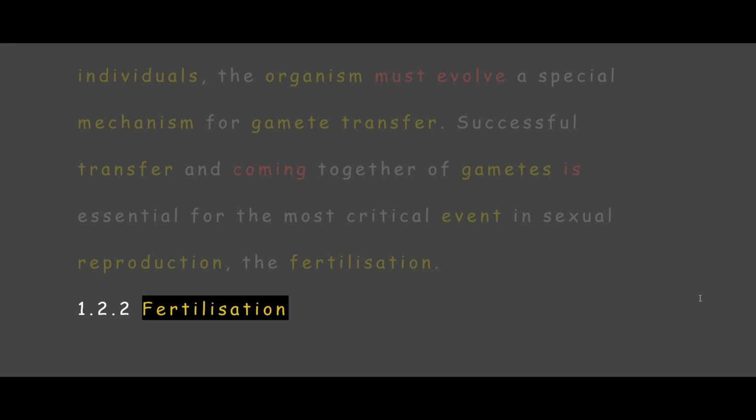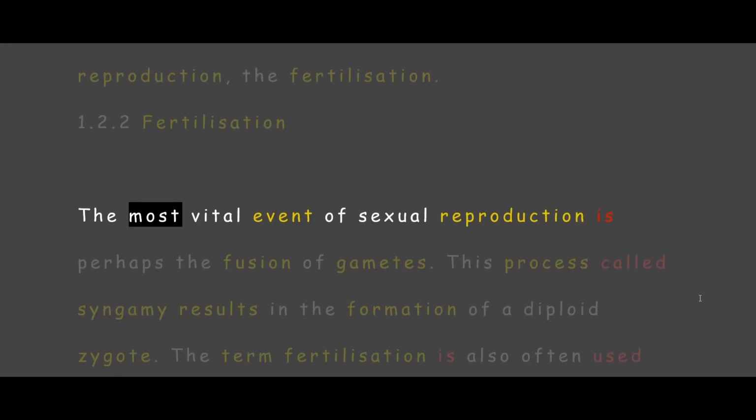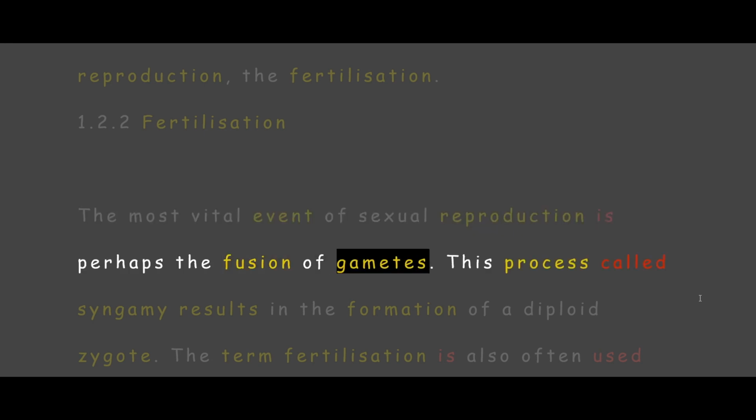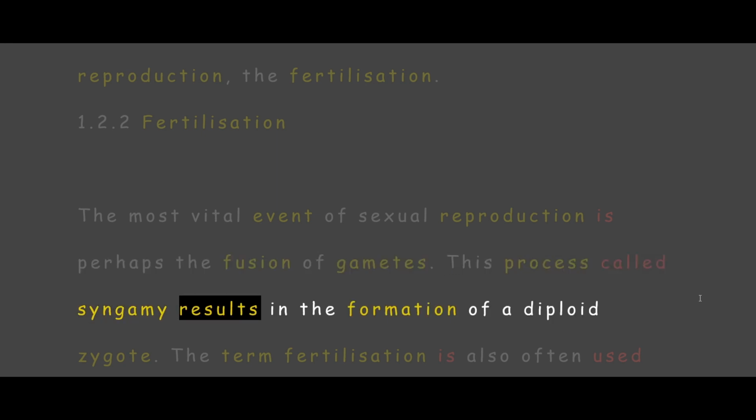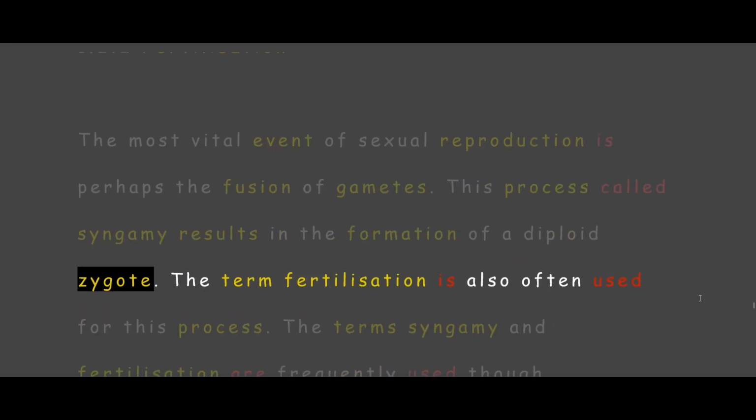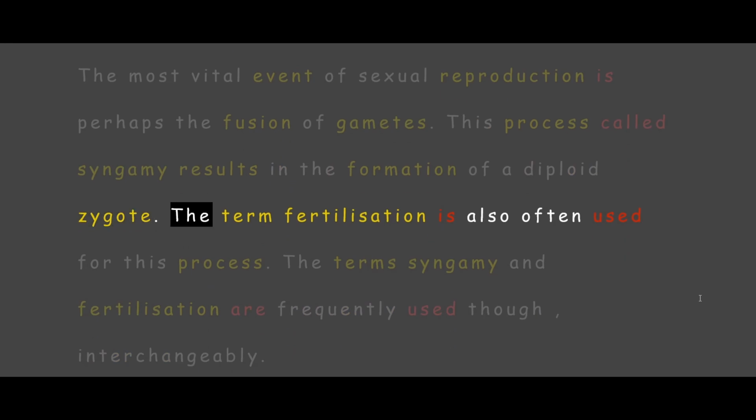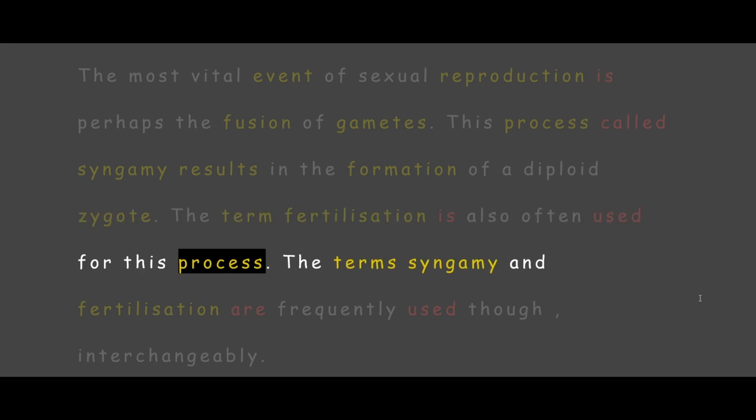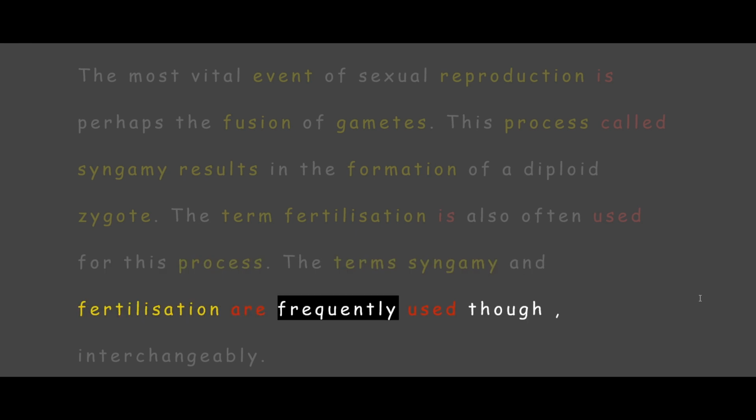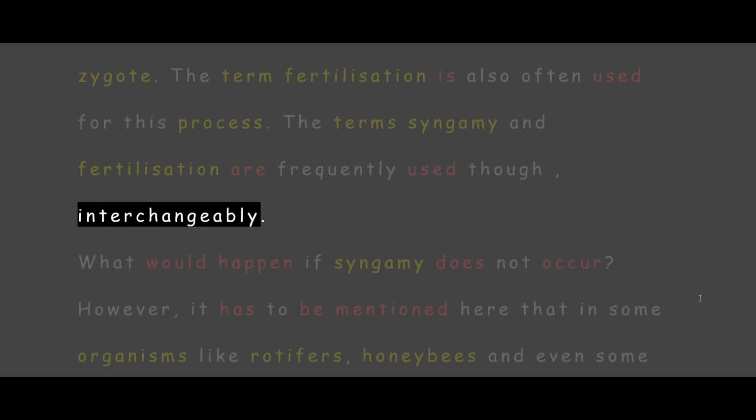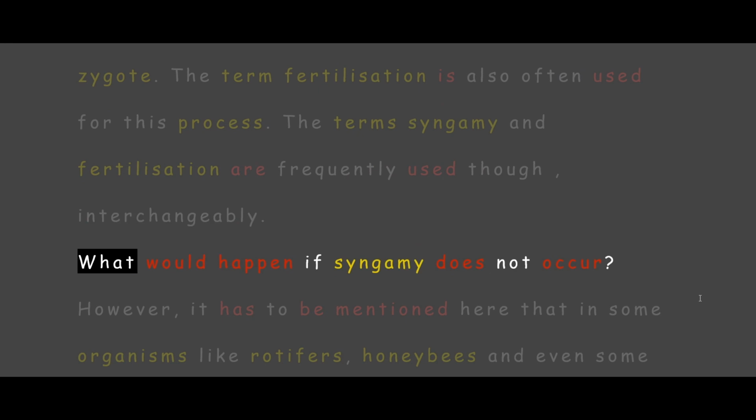1.2.2 Fertilization. The most vital event of sexual reproduction is perhaps the fusion of gametes. This process, called syngamy, results in the formation of a diploid zygote. The term fertilization is also often used for this process. The terms syngamy and fertilization are frequently used, though, interchangeably. What would happen if syngamy does not occur?